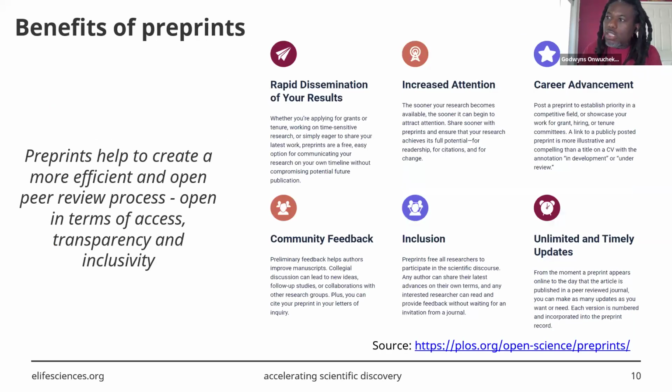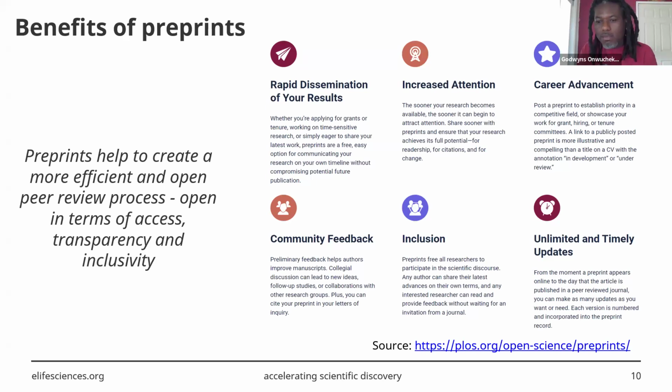So these are some of the benefits of preprints: the rapid dissemination of your results, the inclusion that it provides, and the community feedback, which is one of its key strengths. In fact, as Kojo mentioned earlier, preprints started because some scholars wanted their peers to see their work before they gave it to a journal. The name preprint came from there.